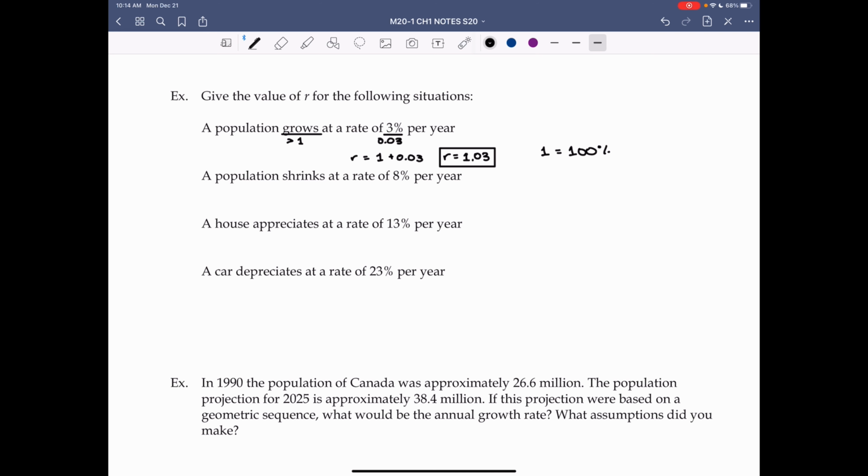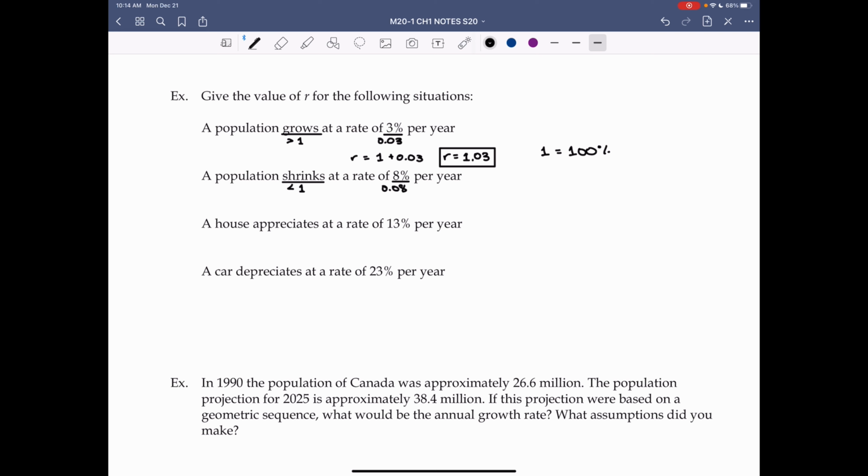Next one, a population shrinks at a rate of 8% per year, so it's decreasing. That means it has to be less than 1. Our percent is 8. We want to change that to a decimal. That'd be 0.08. Now we have to be careful with this.